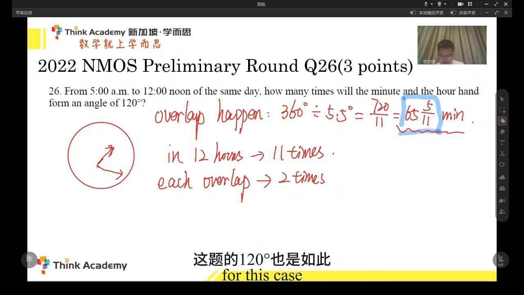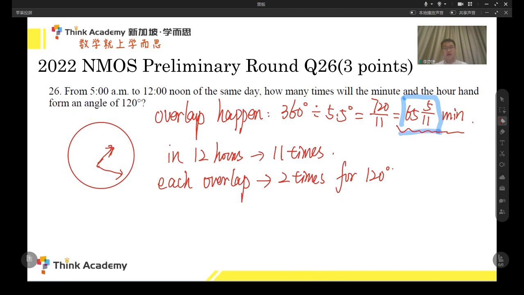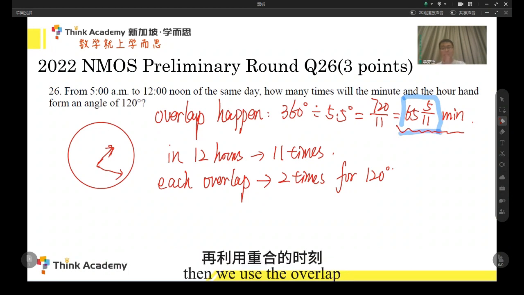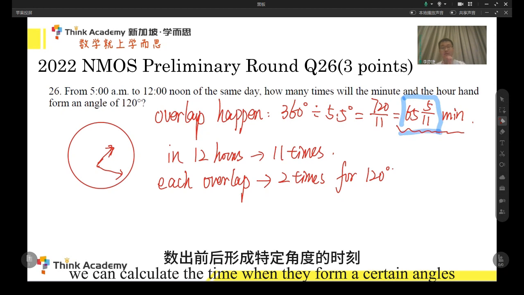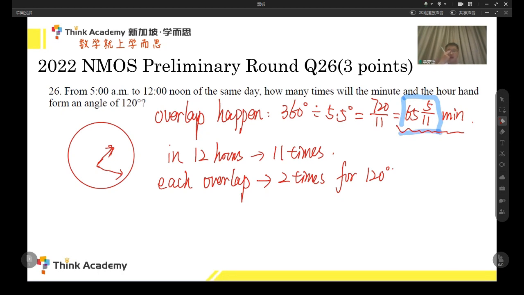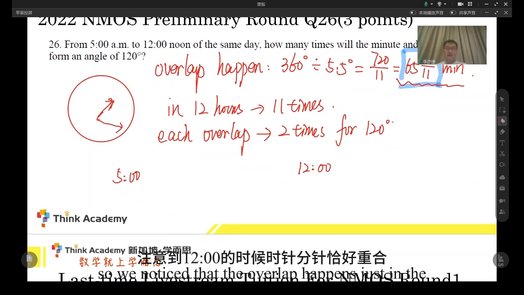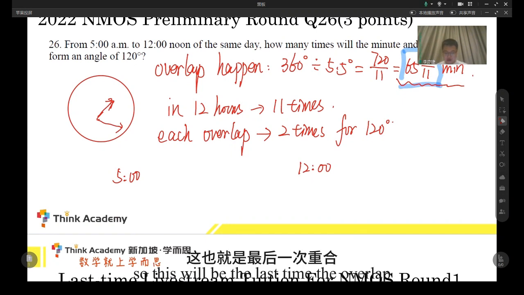For this case it is 120 degrees. So in fact, for these questions, we just need to know the time of overlap. Then we use the overlap to calculate the time when they form a certain angle. So let's work it out. The starting time is 5 o'clock and the ending time is 12 o'clock. So we notice that the overlap happens just at 12 o'clock, right? So this will be the last time they overlap.